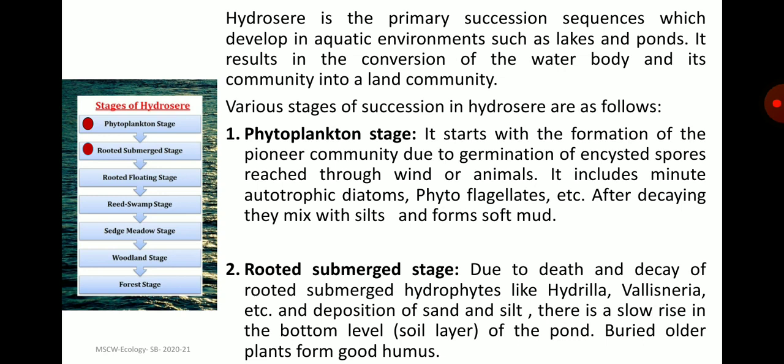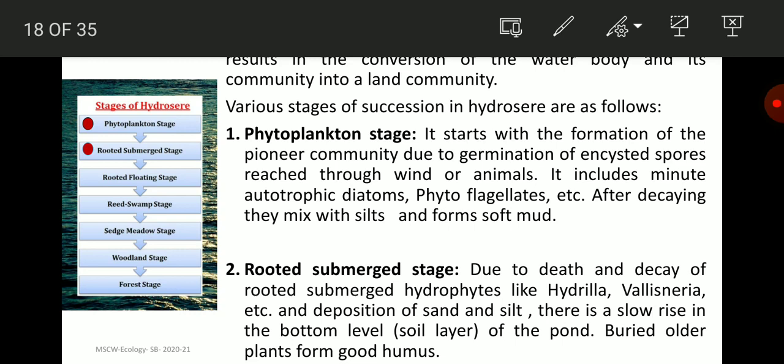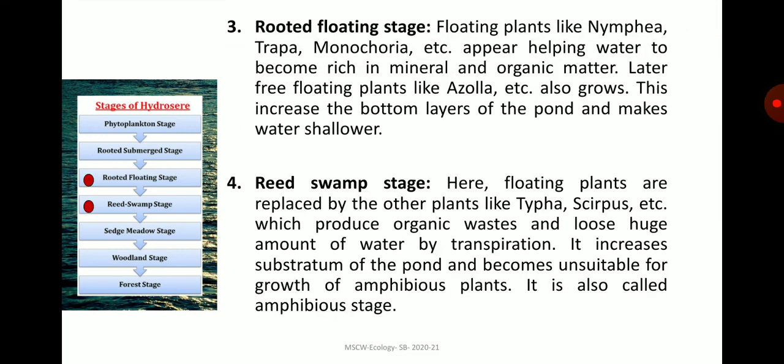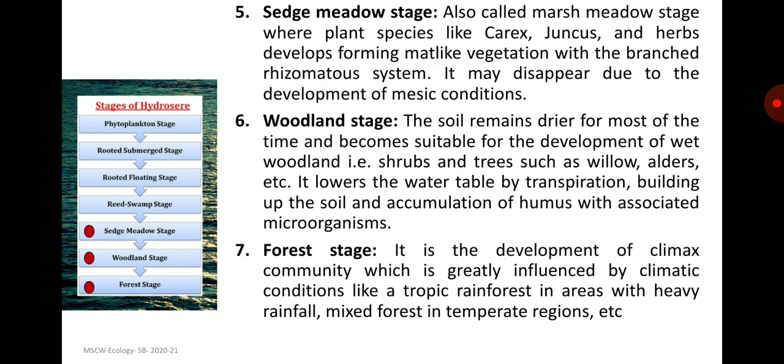Thus, the probable trend of succession in the aquatic environment is as follows: starting with the phytoplanktons, rooted submerged plants, free-floating and rooted plants, reeds and sedges, mesic community, terrestrial community, deciduous forest, and the climax community. So the explanation goes once again like this.